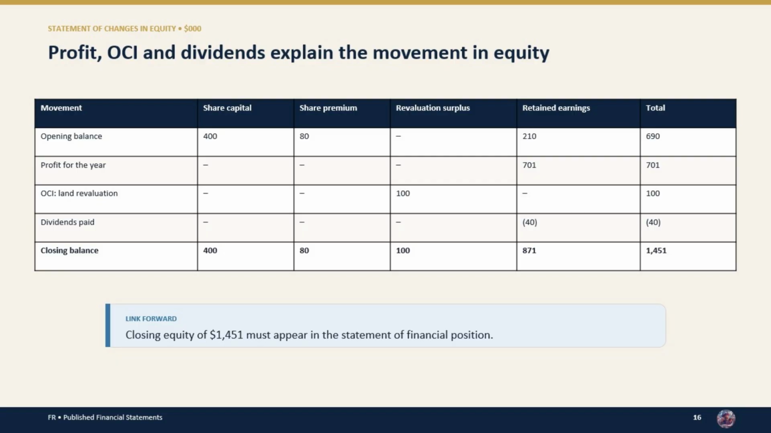Profit of $701 increases retained earnings. The 100 land gain increases the revaluation surplus, not retained earnings. Dividends paid of $40 reduce retained earnings because they are owner distributions, not expenses. Closing retained earnings are $210 plus $701 minus $40, or $871. Total closing equity is $400 plus $80 plus $100 plus $871, or $1,451. This total transfers unchanged to the statement of financial position.